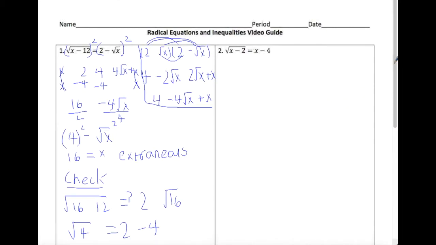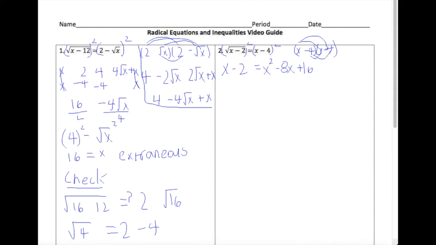All right, so number 2 here. Here we already have a radical isolated, and we only have one of them, so we square both sides. So this gives us x minus 2 equals, remember, to square x minus 4, that means I have to multiply together the two binomials using FOIL or whatever you want to call it. And that would give me x squared minus 8x plus 16.